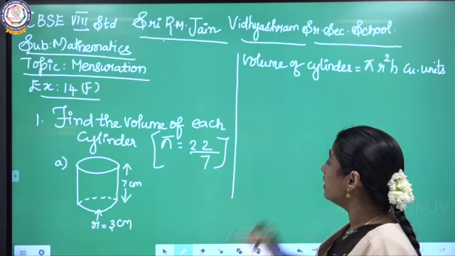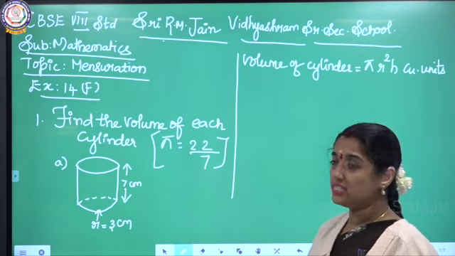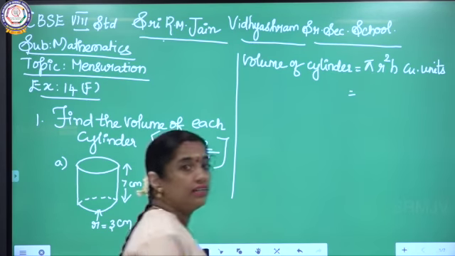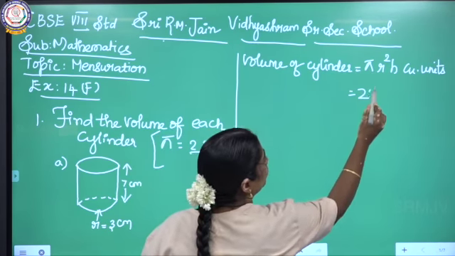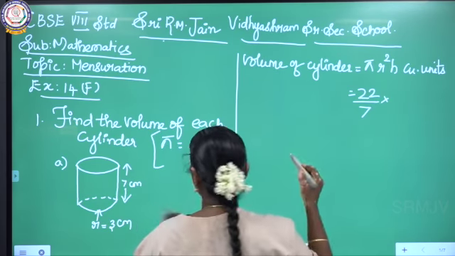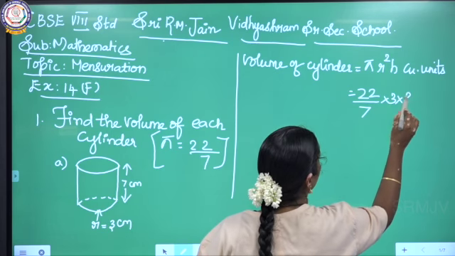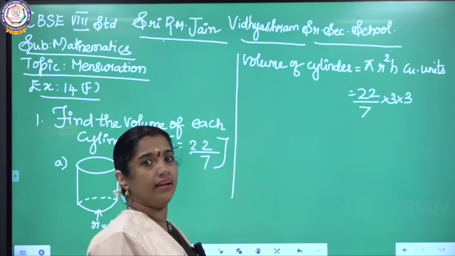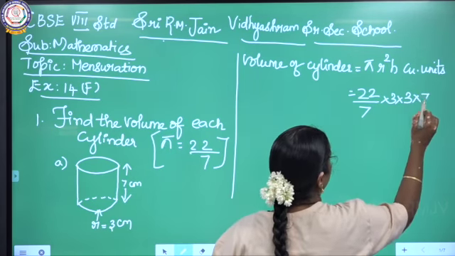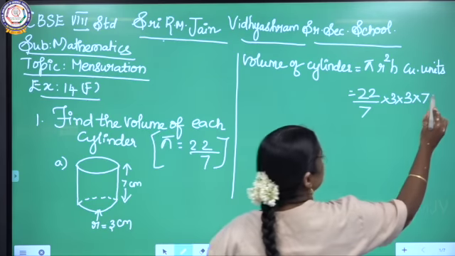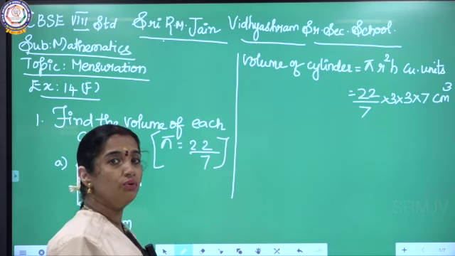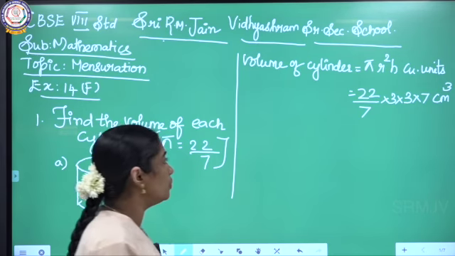Now I am substituting here r as well as h as well as the pi value. What is the pi value here? 22/7, which is given, and r square is what? r is 3, so 3 into 3, r square is r into r. And what is the height? 7. What is the unit? Centimeter cube. Got it? I am substituting the r value and h as well as the unit.